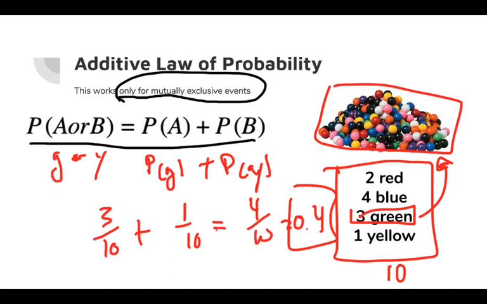Okay. Notice I'm not saying green and yellow. I'm saying green or yellow. And so that's really important. And it's a one draw event. So this is when you would use the additive law of probability. And notice that these events are mutually exclusive. When I reach in to draw out a marble, it can't be both green and yellow at the same time. It's either or.